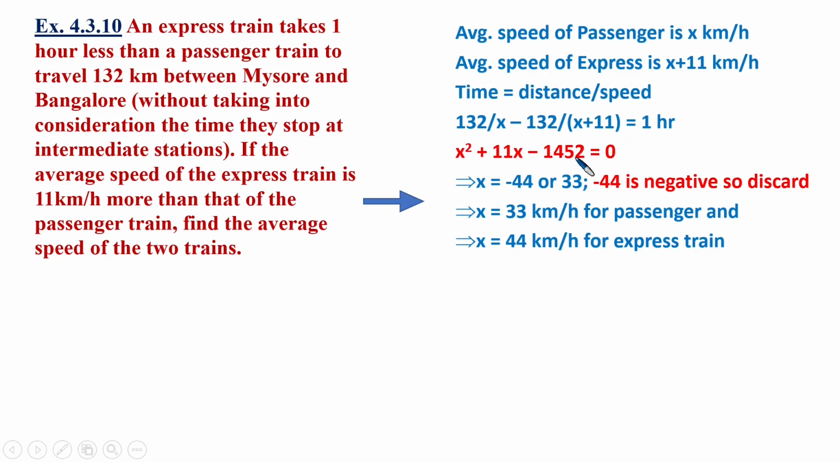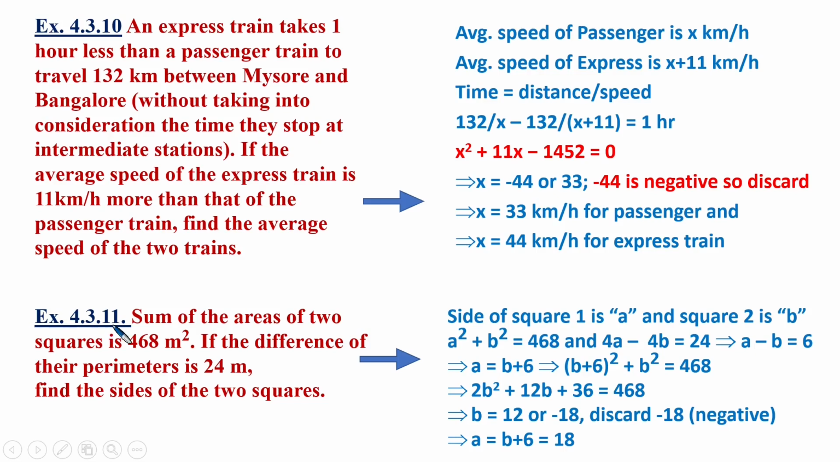So now I can construct the quadratic equation, and once I construct it I can solve it either by splitting the middle term or by using the quadratic equation formula. So x is equal to minus 44 or 33. It cannot be negative, so you discard it. So for the passenger train it is 33 kilometers per hour, this solution I take, and for the express train it will be 33 plus 11, that is 44 kilometers per hour.